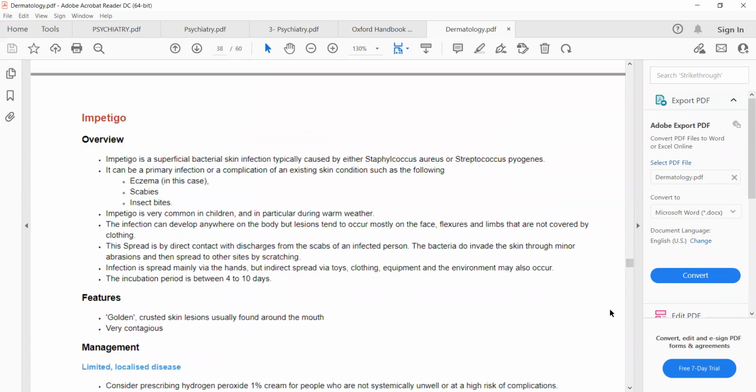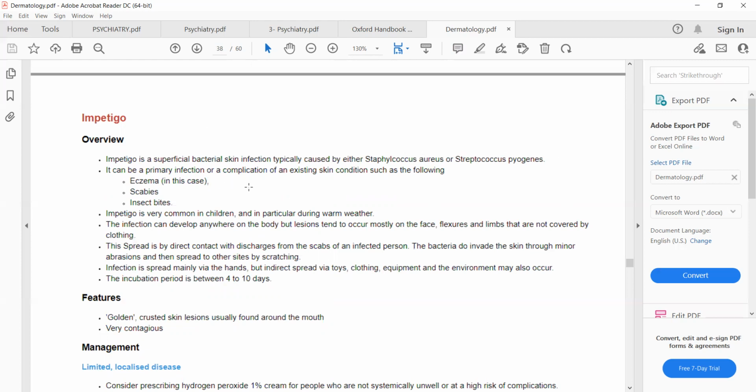Now, another skin infection that is caused by Staphylococcus aureus and Streptococcus pyogenes. So cellulitis and erysipelas are both caused by Staphylococcus aureus and Streptococcus pyogenes. Another skin or soft tissue infection that is caused by these bacteria is impetigo. So it is also a superficial bacterial skin infection that is caused by Staphylococcus aureus and Streptococcus pyogenes.